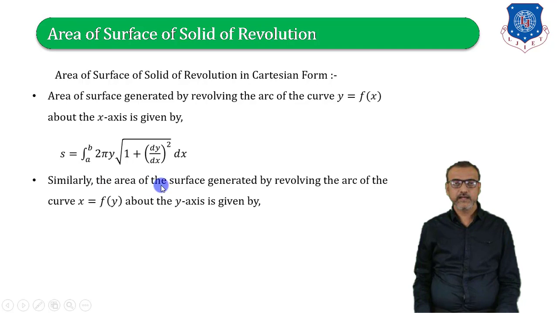Similarly, the area of the surface generated by revolving the arc of the curve x equals f of y about the y-axis is given by s equals integration from c to d 2 pi x square root of 1 plus (dx by dy) the whole square dy.